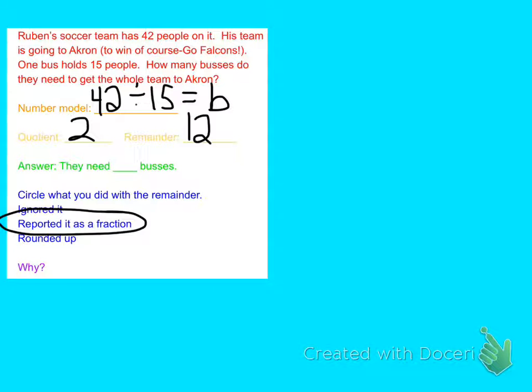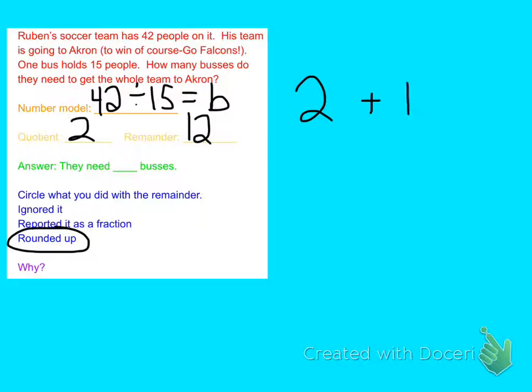No. And the reason that doesn't make sense is because we're looking at the buses, and our remainder is how many? We're looking at the people. Our remainder is 12 people. Are we going to cut those people into a fraction? No. So our answer is going to be to round it up. So we already have our 2 buses. We need 1 more bus for those extra 12 people, which means we need 3 buses. And the reason why is because the extra people need a bus.